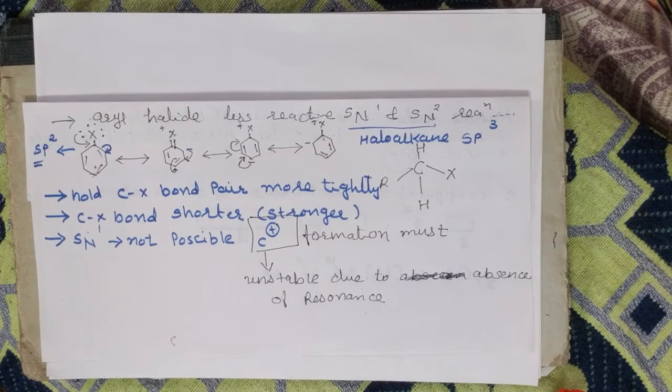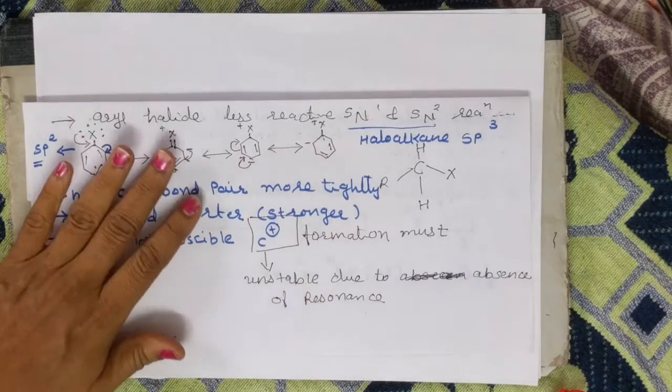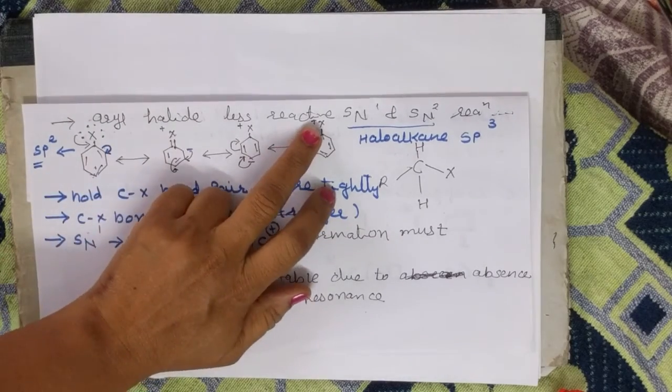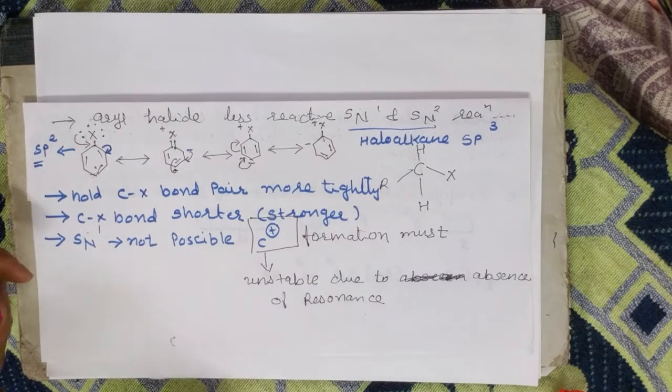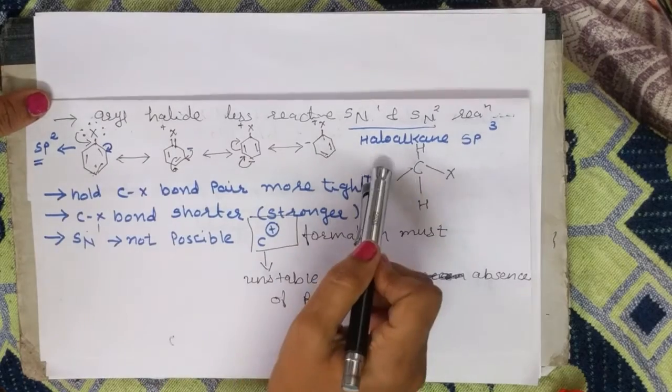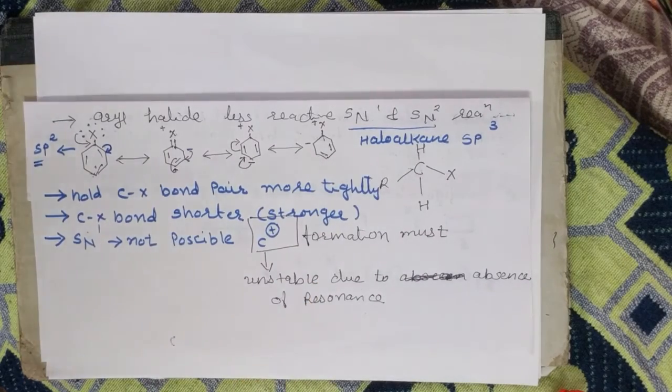So now student will just try to understand why the haloarene undergoes electrophilic substitution reaction slowly. This question may be asked in this way: this reaction is very slow, or it requires drastic properties or conditions for the reaction. So this is a very clear idea for you to understand why it happens.